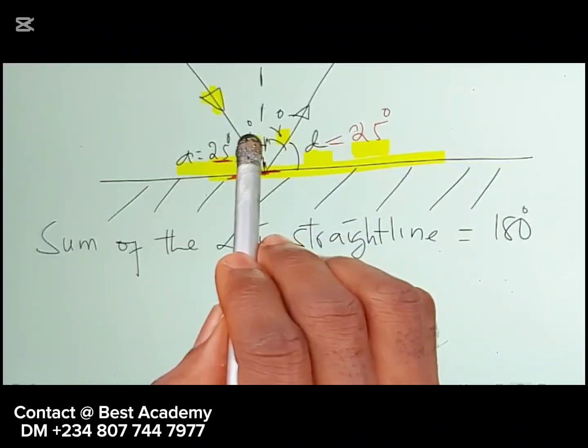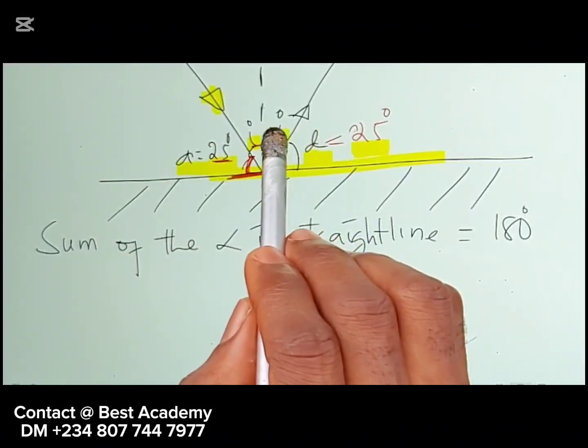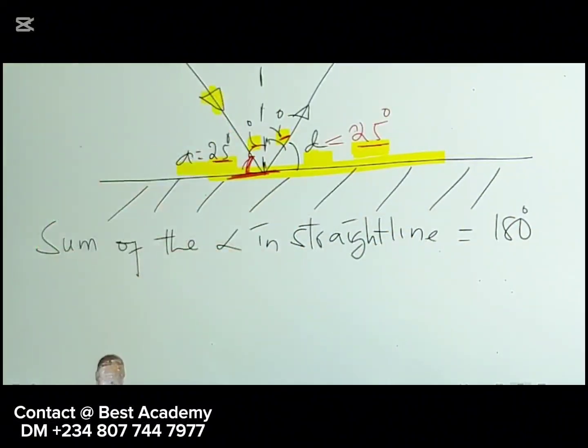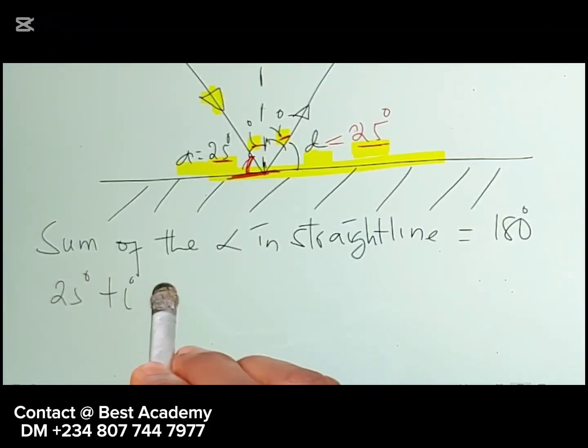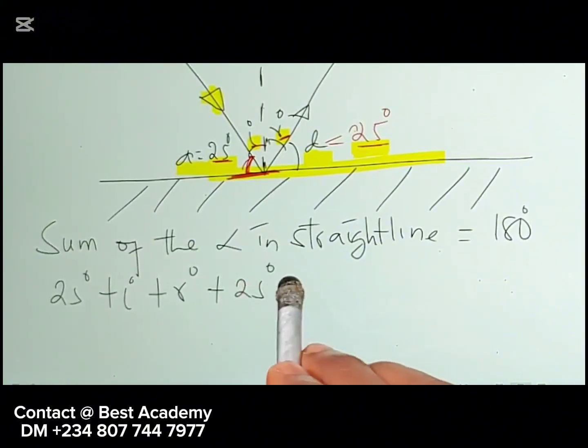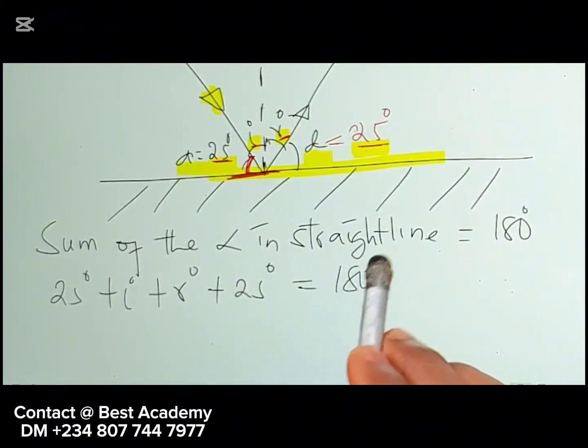So the angles in this particular plane here are 25 degree, that is incident degree, reflection degree, and what? 25 again. So when we sum them together, that is 25 plus incident angle plus reflection angle plus 25 degree is equal to 180 degree.